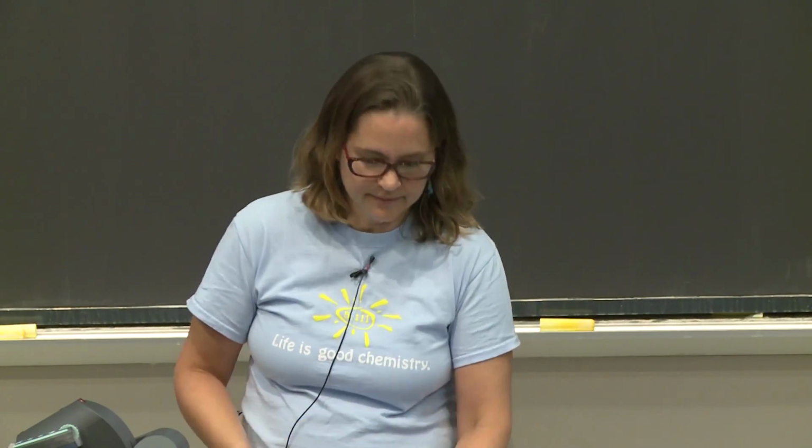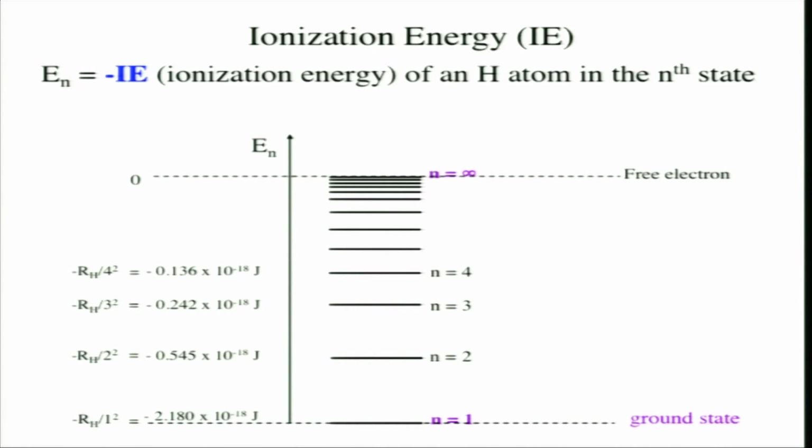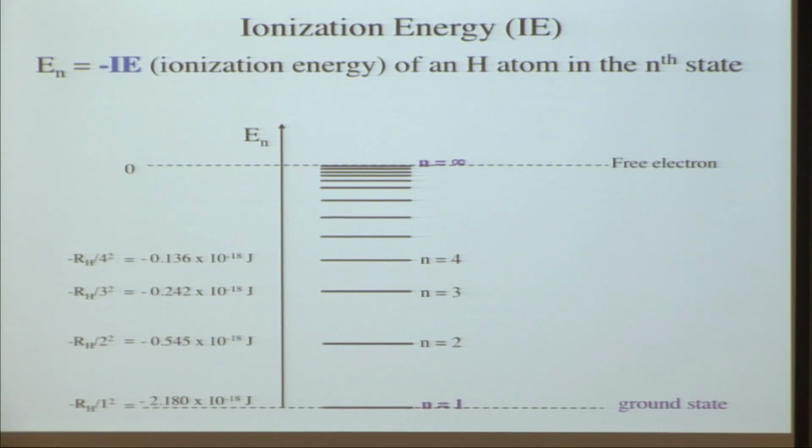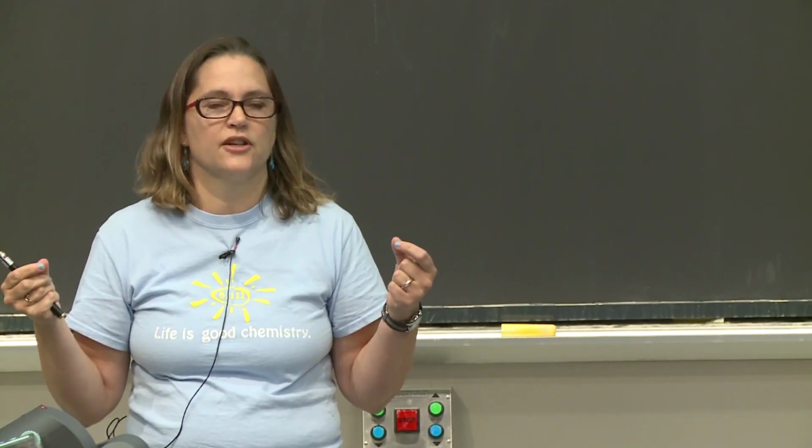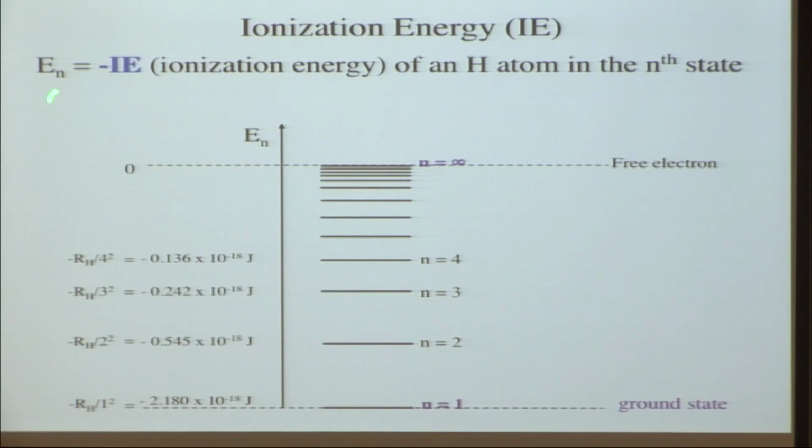Now we're going to introduce another term, which you'll hear a lot, and this is ionization energy. The ionization energy is the amount of energy you need to put in to ionize an atom, or release an electron. So the ionization energy of a hydrogen atom in the nth state is going to be equal to the binding energy, but the signs of these are going to be different. So we have this equation where binding energy equals minus the ionization energy.